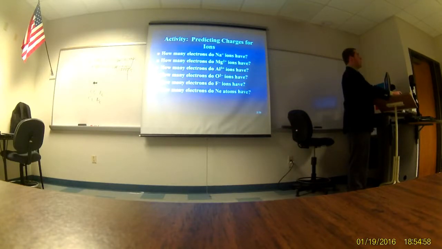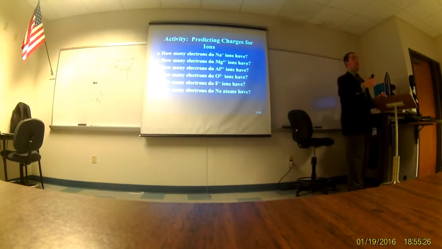How many does oxygen ion have? 10. It starts with 8, and it's going to gain 2 to get to neon. How many does fluoride ion have? 10. Fluorine has 9, gaining 1 to go to 10. And how many does neon have? 10. So everything on either side of neon gains or loses electrons to get to neon, whether that means gaining to go forward to neon or losing to go backwards to neon.